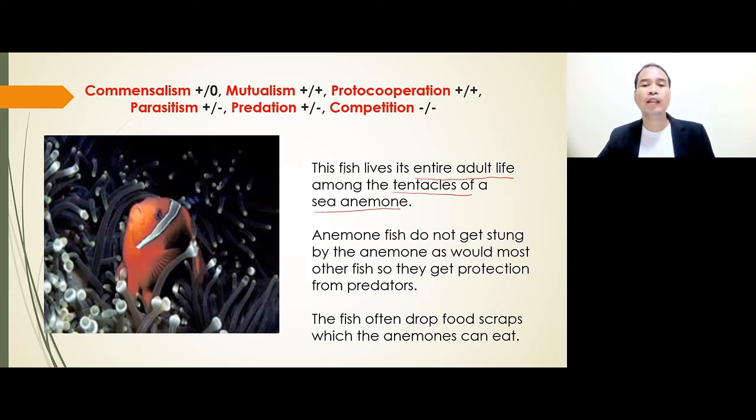So in this case, the fish here seems to be happy, right? And also, the fish often drop food scraps which the anemones can eat. Every time this anemone fish eats, it makes sure that it brings something to the anemone to eat. So in this case, the anemone is also happy. Since anemones cannot move, it needs the fish to survive. Also, the fish needs the anemone because the anemone serves like the home of the fish. So both of them need each other. This is an example of your mutualism. They need each other to survive.